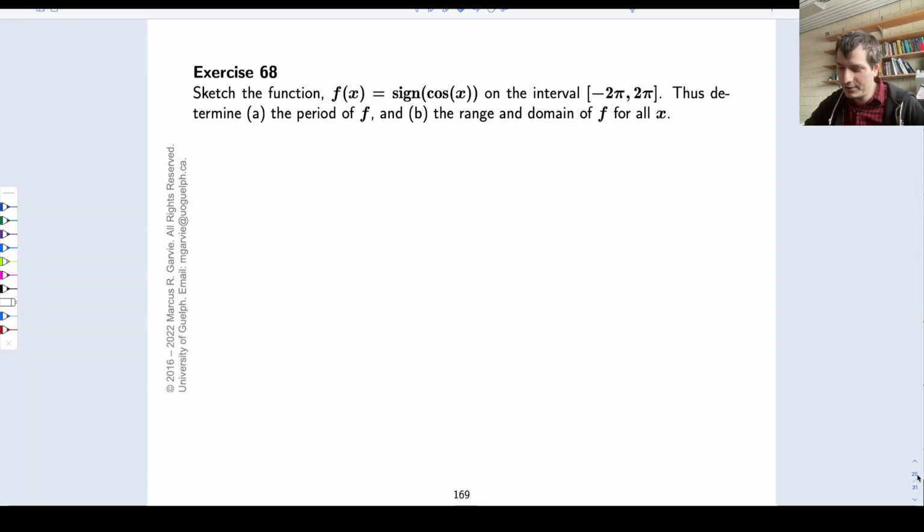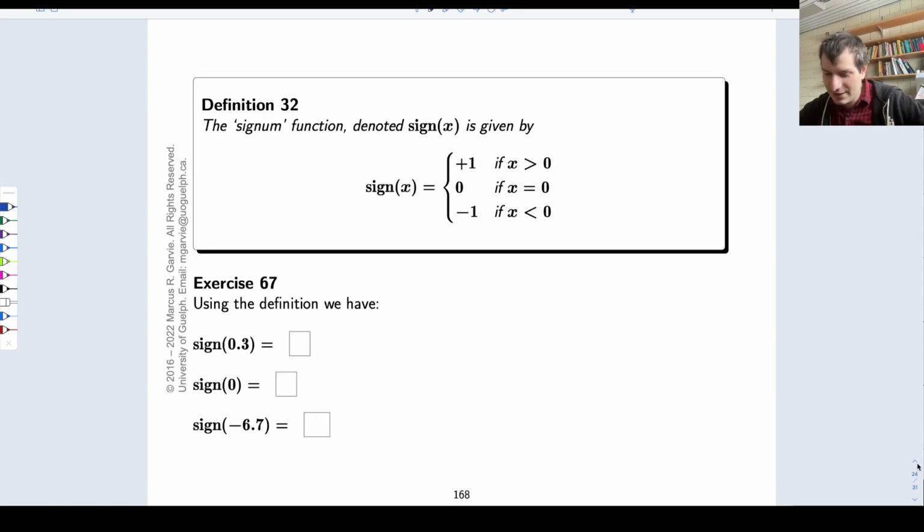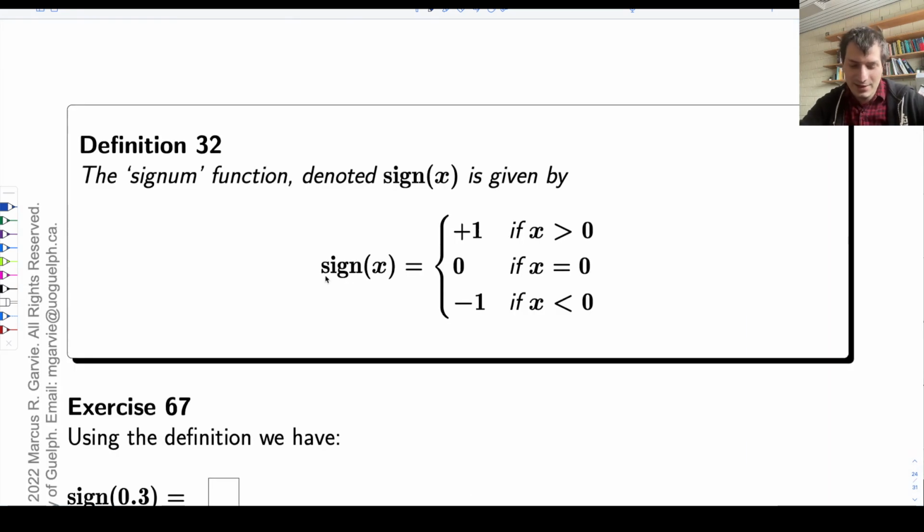Okay, so in this video, I'm going to do this problem, exercise 68. But before you do exercise 68, you need to know what SIGHN is, the sine function. And I'm going to call it the signum function, even though it's written SIGHN, so you don't mix it up with sine and cosine fame. So the signum function is this function.